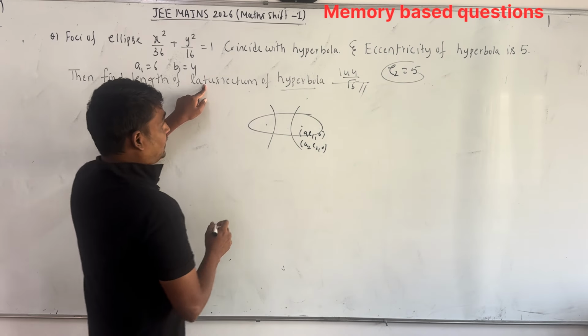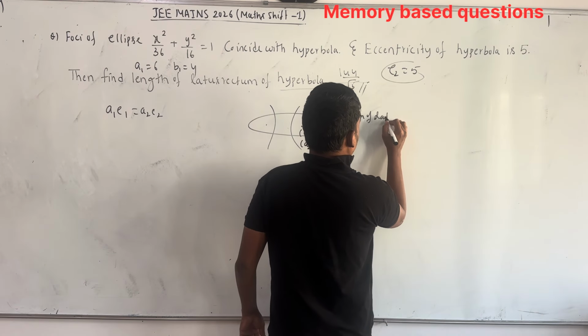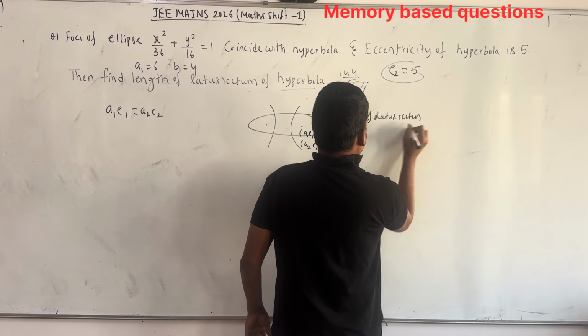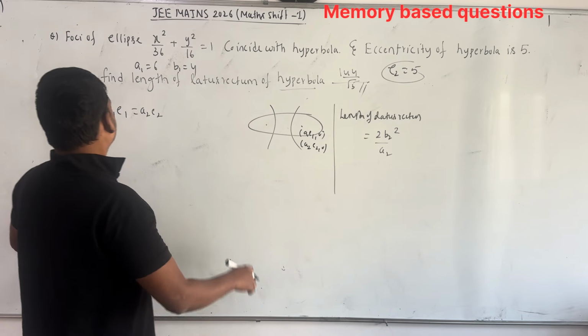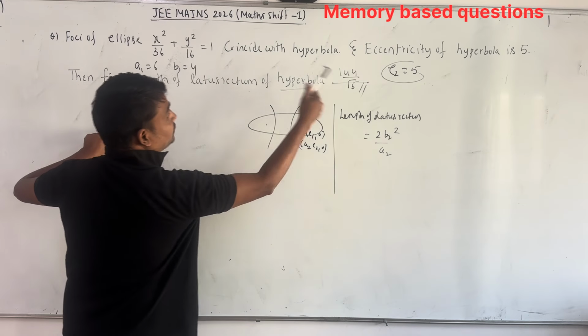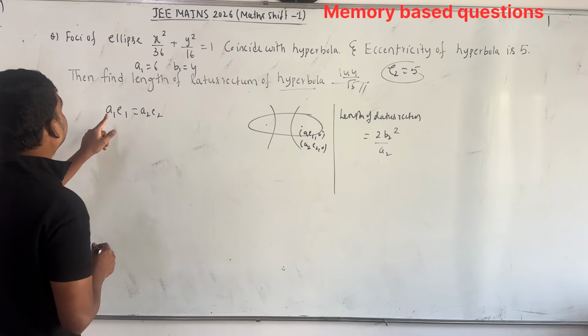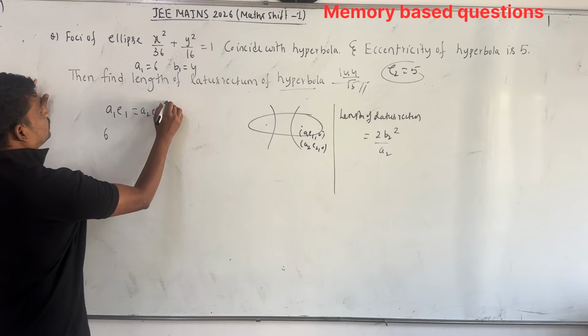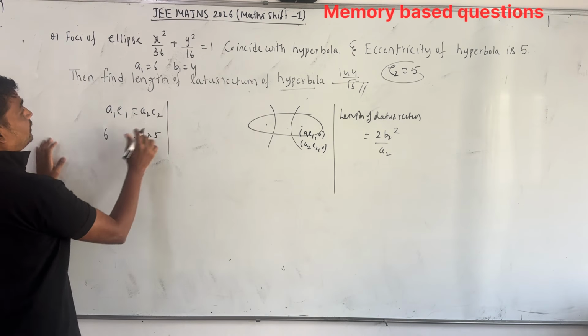If you want the length of the latus rectum of the hyperbola, what is the formula? Length of latus rectum equals 2 into b2 square by a2. So we need the a2 and b2 values. We have a1, b1, e1, e2, and need to find a2 and b2. How can we find this now? First I have to find a2. a1 is known, 6, but e1 is not known. e2 is known, 5. So how can we find e1 now?